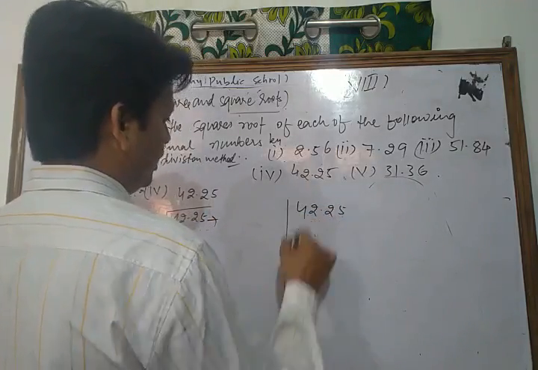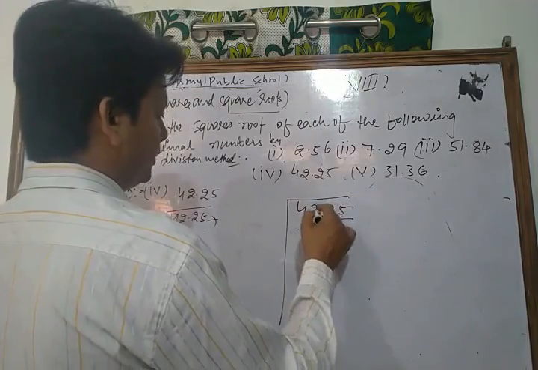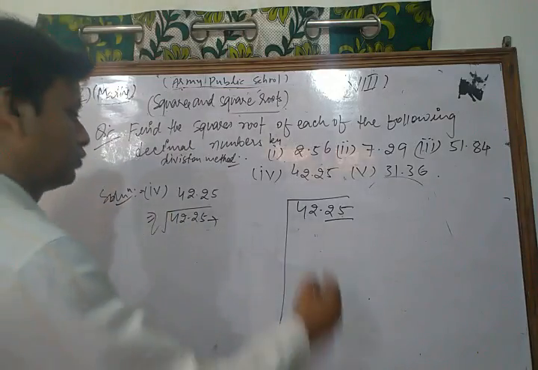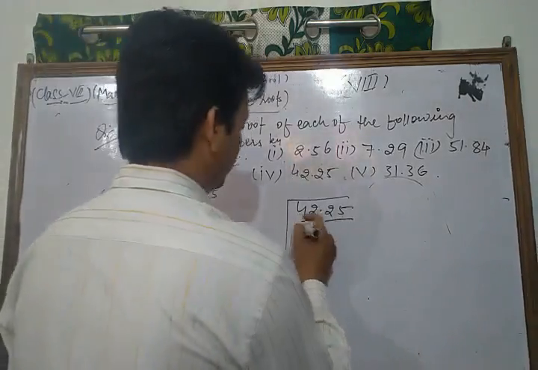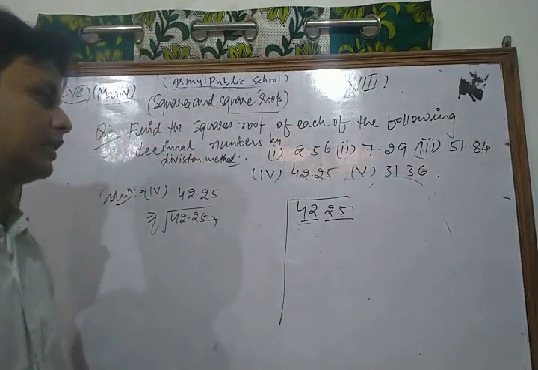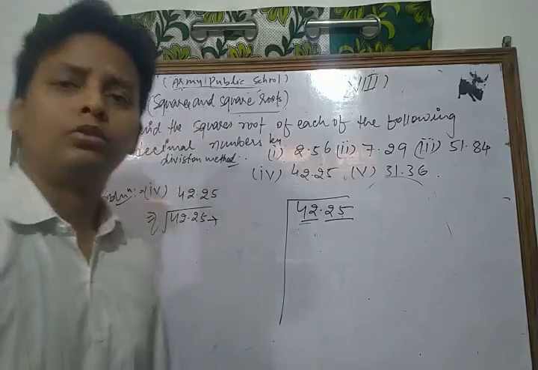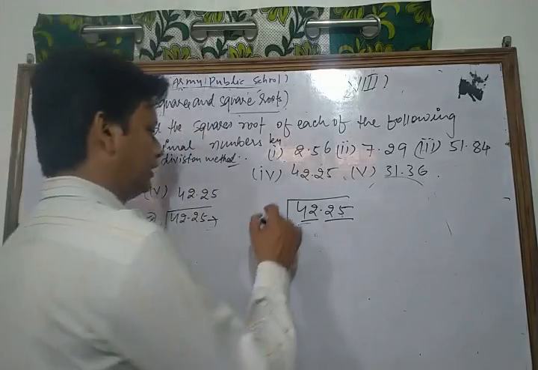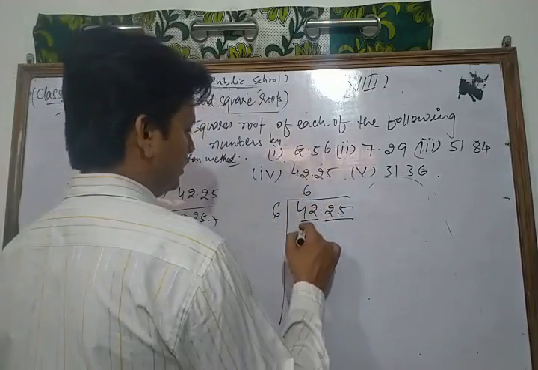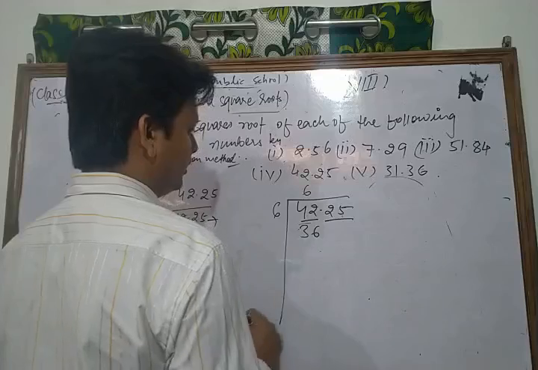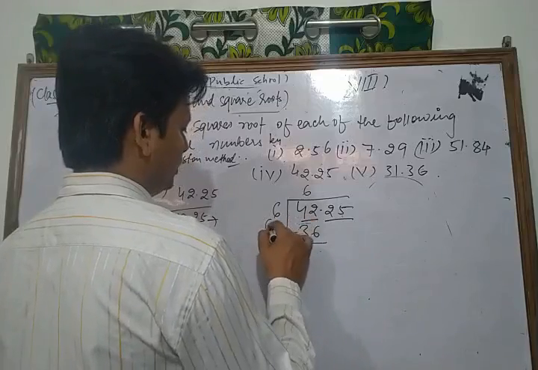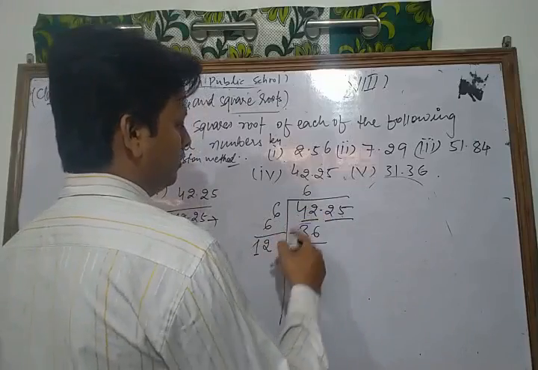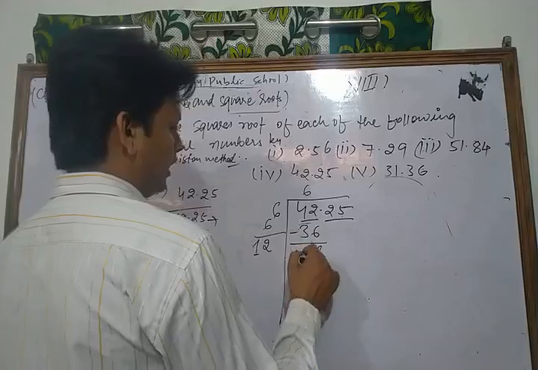42.25. We form pairs from the right side of the decimal, and this is also in pairs. So let's see. How many times do we take? 6 6s are 36, 7 7s are 49. So 49 is greater, so we take only 6 times. 6 6s are 36. Now we subtract this. Now 6 6s are 12. Now 12 minus 6 is 6, and this is 0.